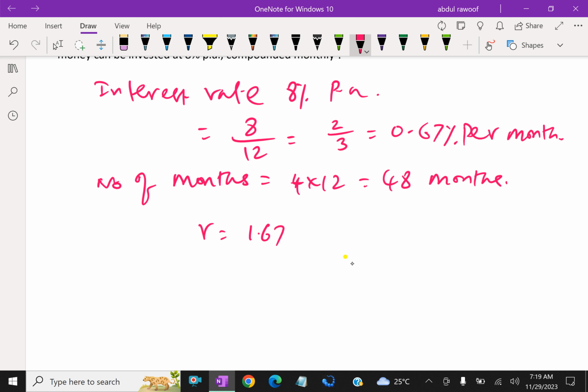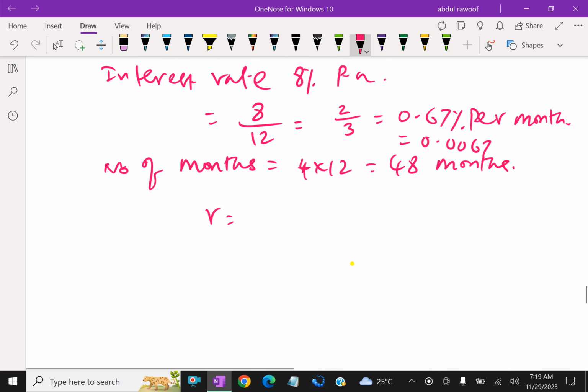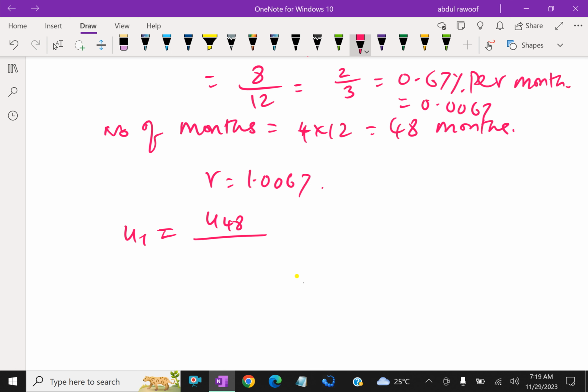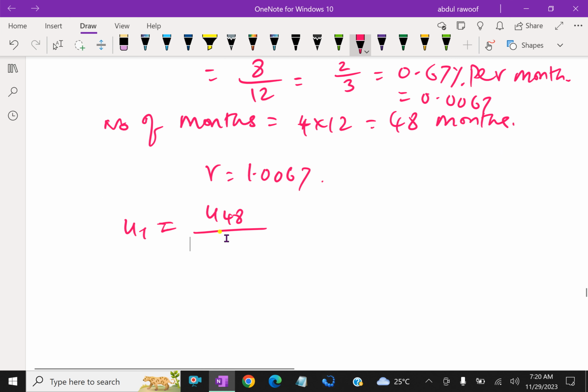the rate of interest 0.67% means 0.0067 in decimal, so the multiplier is 1.0067. Therefore U1 equals U48, because 48 here means the number of months, 4 into 12 is 48. That is the term U48 you have to find.